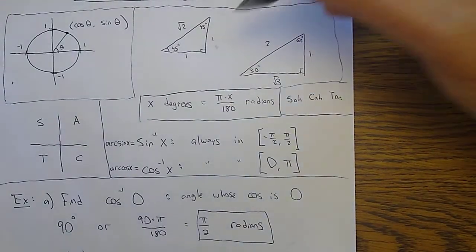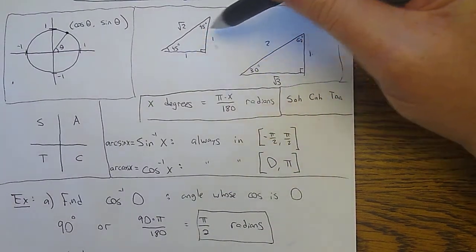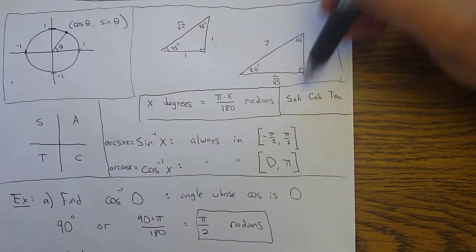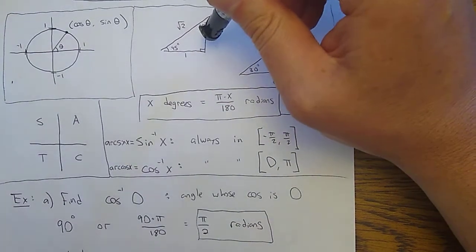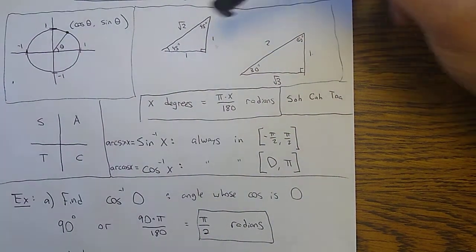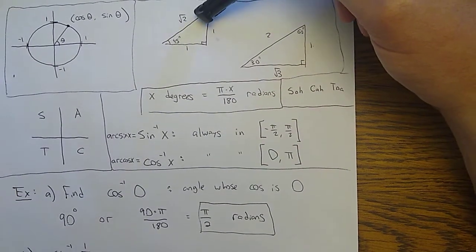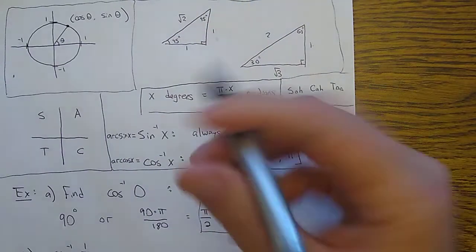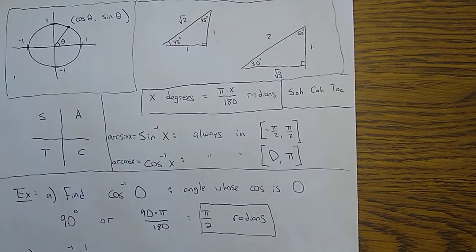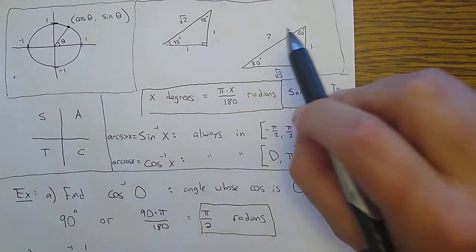What I can do instead is look at these pictures and hunt around to see if any of these angles would give me a sine of 1/2. Of course, sine is opposite over hypotenuse. So if I'm going to get a half, I need 1 divided by 2. I see some 1s here, but this would be root 2. So the sine of 45 degrees would be 1 over root 2, which is not the same as 1/2. What I should do is sine of 30 degrees, because that would be 1 over 2.